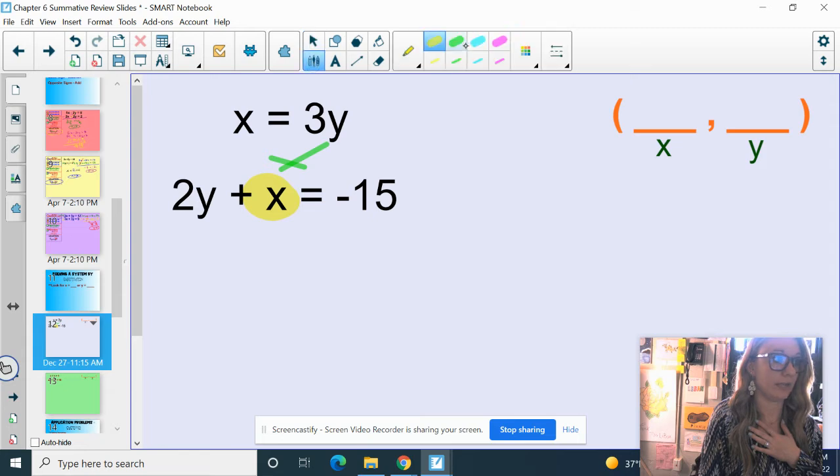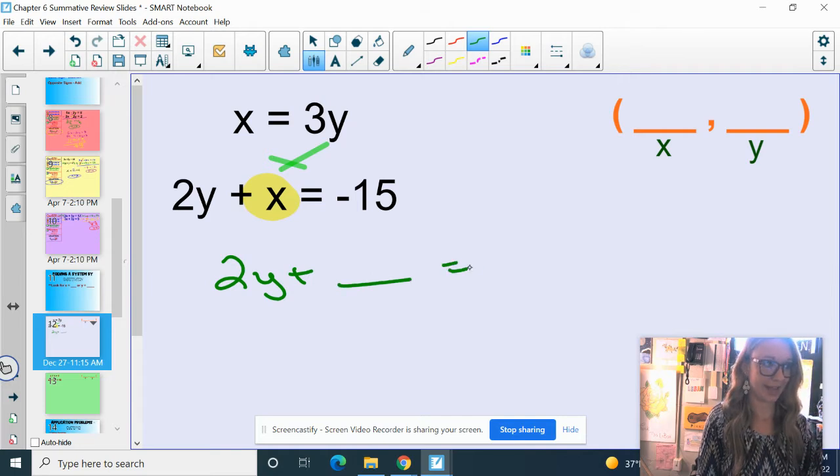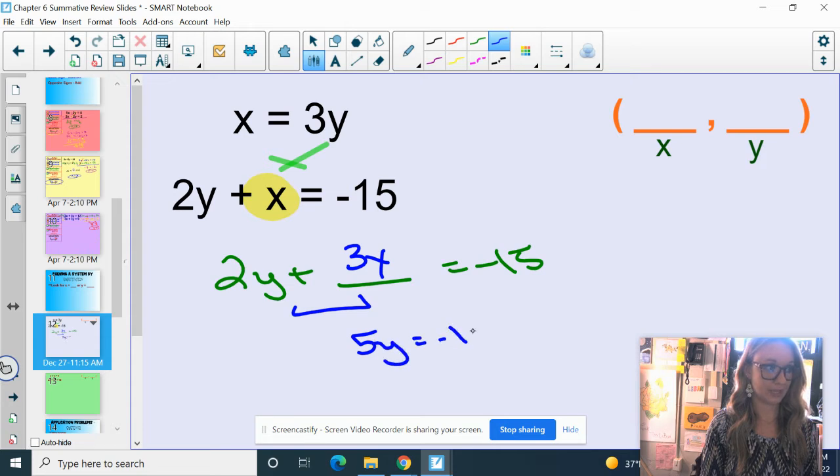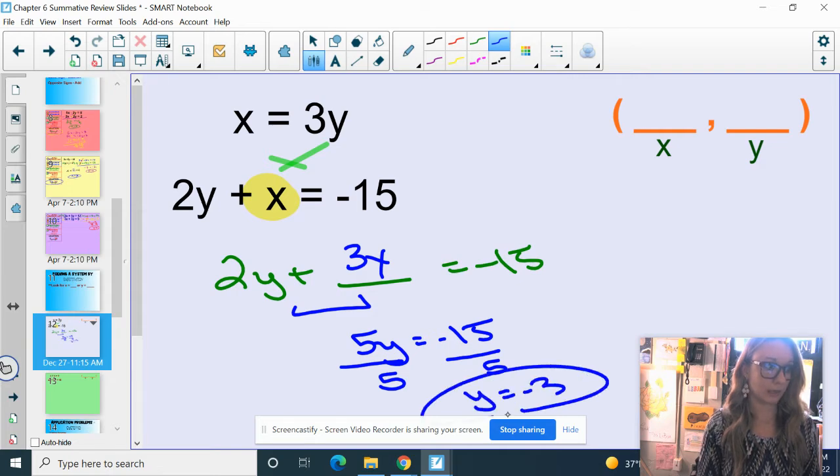Wherever I see an x, I'm going to plug in this 3y. So here's what it's going to look like. So I've got 2y plus, I'm going to take out my x, and I'm going to plug in 3y. And now let's just combine like terms. 2y plus 3y equals 5y equals negative 15. And I get that y is equal to negative 3.